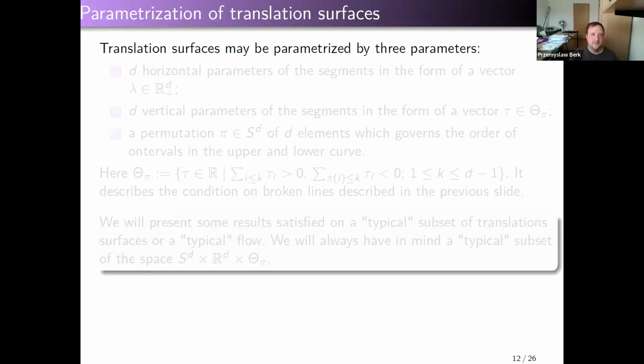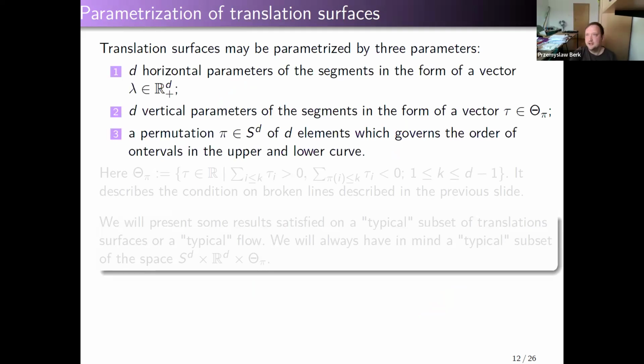Okay, so we have this kind of picture. And what is the parametrization of a translation surface? I need to tell you about parametrization because I want to state results in the language of parameters. I want to say what it means to consider a lot of translation surfaces. Okay, so we have d parameters, so we have d intervals, and each of them has a vertical and horizontal parameter. We consider them separately.